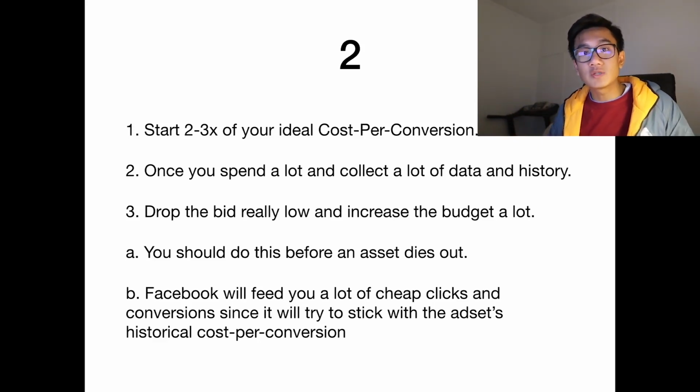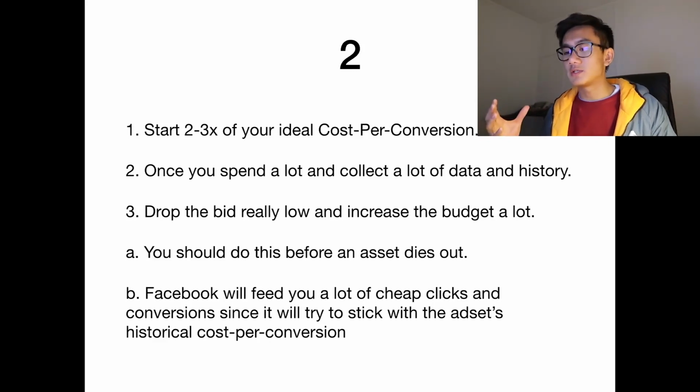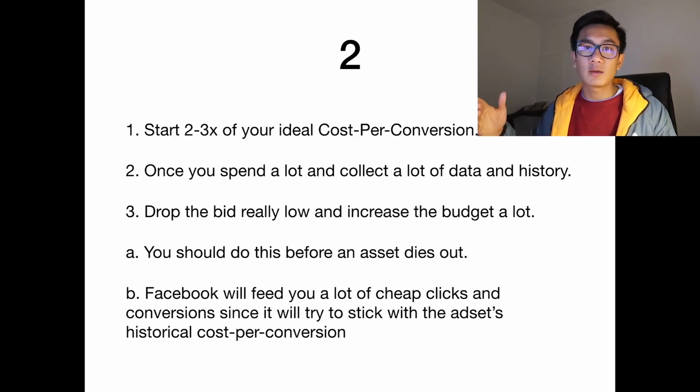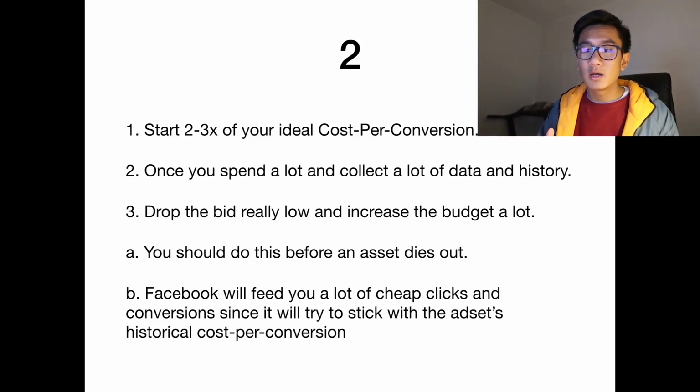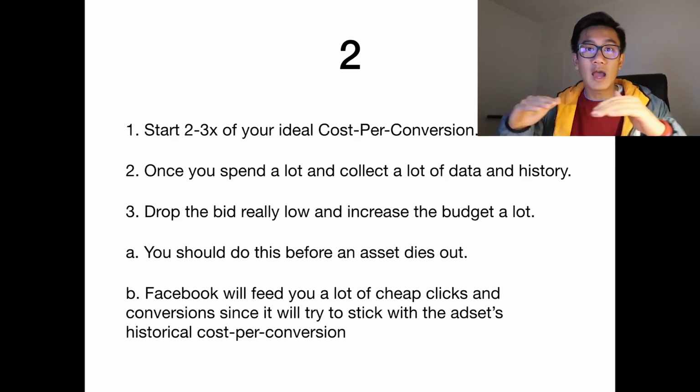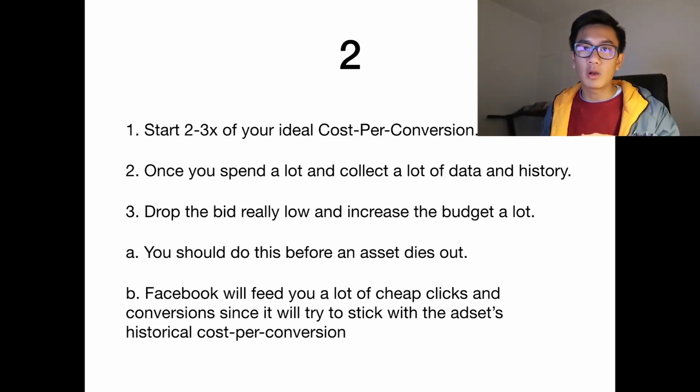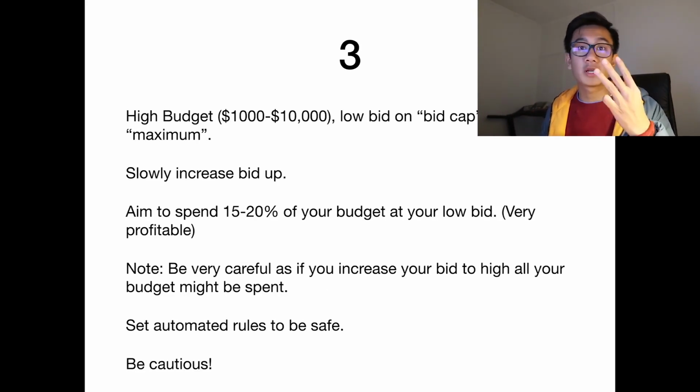If you've been getting cost per conversions of, say, $25 at a $75 bid, when you lower it down to, say, even as low as $15, they're still going to try to get you cost per conversions at 25, because it will average out, just because you ran it for so long. So usually when you drop it low, it will still sort of feed you traffic just because of your historical data.